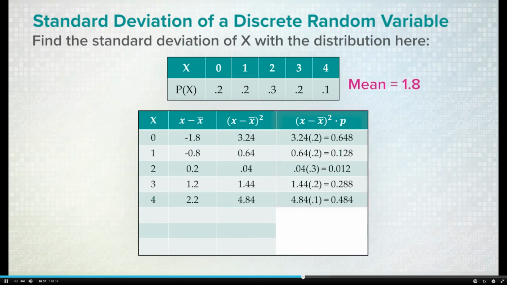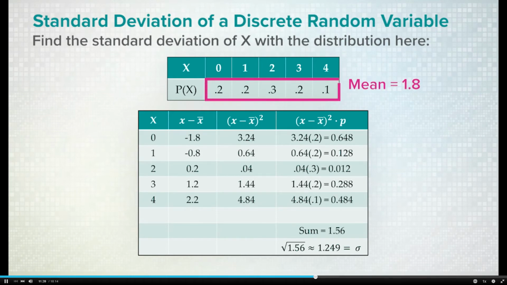You need to do this for each one of your x values to get what you see here. That's the new column. You are multiplying by the associated probabilities. We didn't have probabilities when we did standard deviation just for a set of numbers. Now we do, so we need to incorporate them. Like we did before, we sum up the final column to get 1.56. Now, normally at this point we would divide, but we don't need to do that here because when you're multiplying by these probabilities, you are inherently dividing. So this answer right here is your variance.